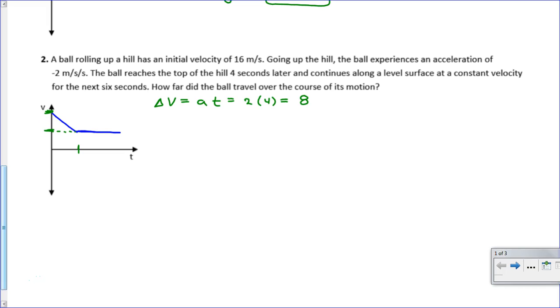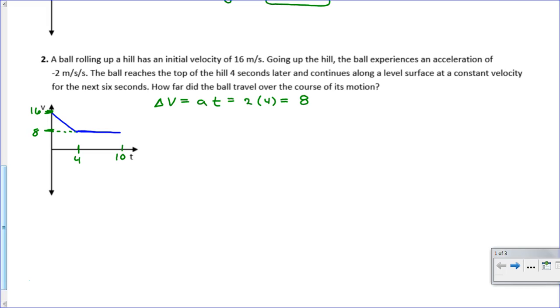So it ends up, because 16 is the initial velocity and it goes down by 8, we end up with this being at 8 and this being at 16. And so it kind of cuts it right nice and evenly there. So in this one we have a rectangle. The rectangle goes the entire length. It was 4 seconds and then it traveled at constant velocity for another 6 seconds, so a total of 10.